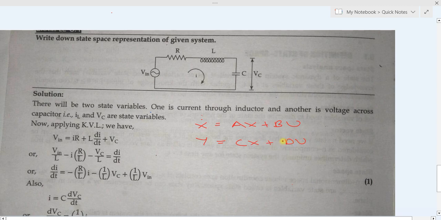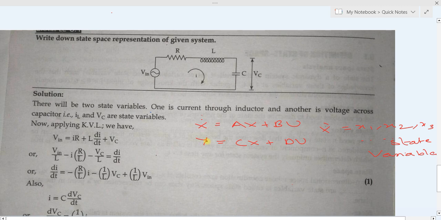Here x dot represents the state variables, where x dot equals x1 dot, x2 dot, x3 dot. We can suppose them as state variables. Similarly, here x dot gives the state equation and y gives the output equation.